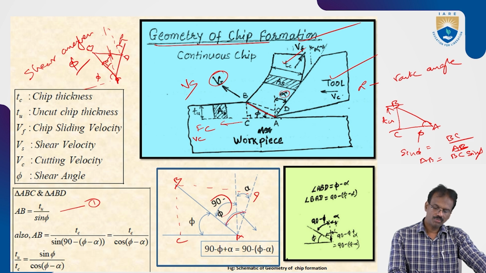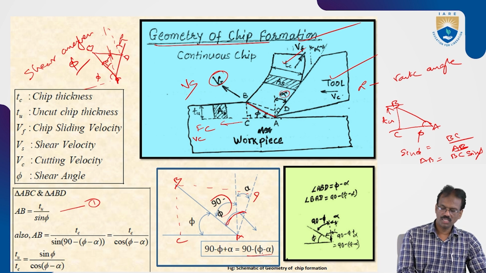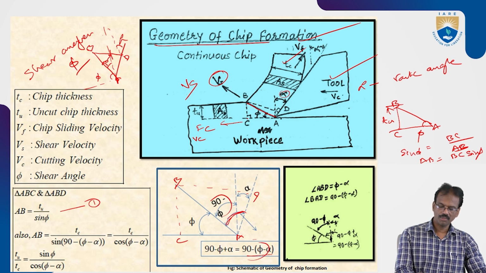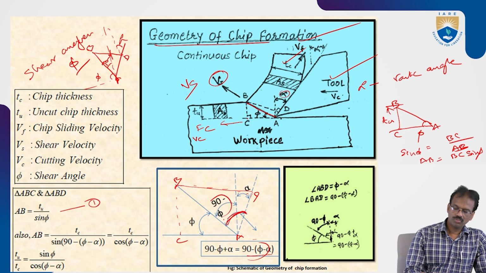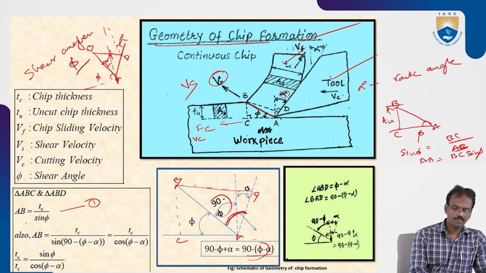Then you have to find out this total angle. This angle is equal to 90 minus phi plus alpha. Okay. So this 90 minus phi plus alpha is equal to 90 minus of phi minus alpha. You have to take this complete angle for this triangle. So according to this, here also AB is the hypotenuse for the triangle ABD. Then AB is equal to Tc.